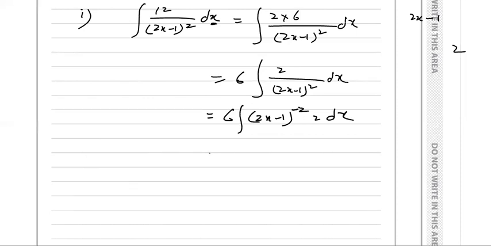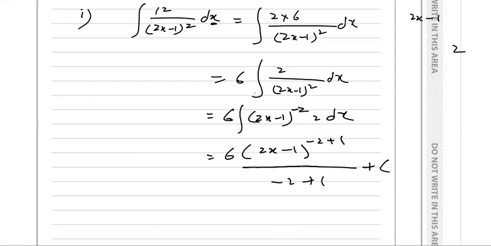Now without power, the derivative is multiplying. So you can use the power rule for integration: add 1 to the power and divide by the same value. So we will have 6 into (2x minus 1) to the power minus 2 plus 1 over minus 2 plus 1, plus a constant of integration. The reason is this is an indefinite integral, not a definite integral, so we must add the constant of integration here. And then your answer must be in the simplest form.